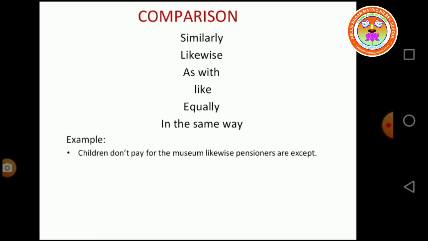Next, connectors of comparison. Similarly, likewise, as with, like, equally, in the same way. Example, children don't pay for the museum. Likewise, pensioners are exempt. Here, likewise is used to denote the comparison.